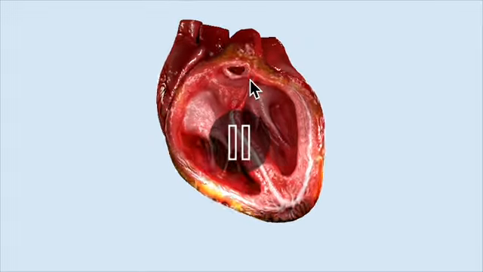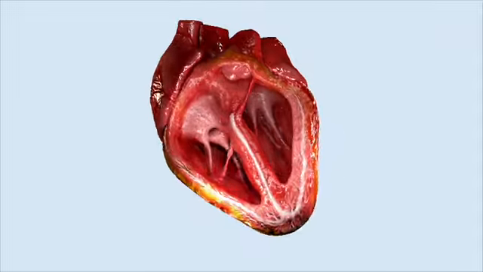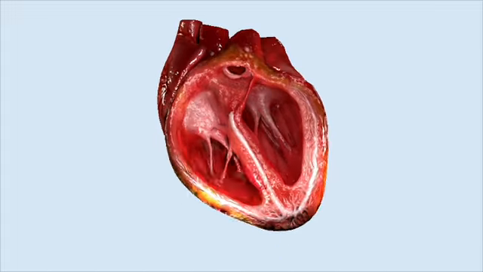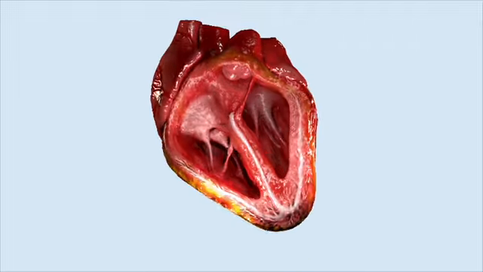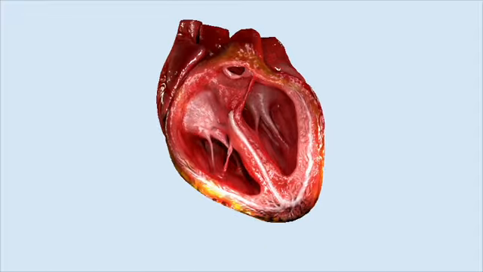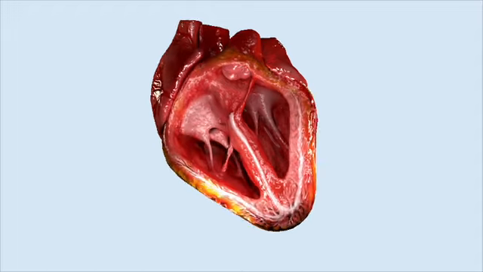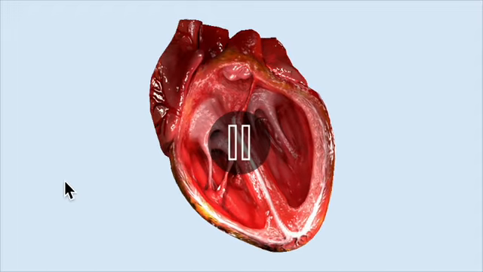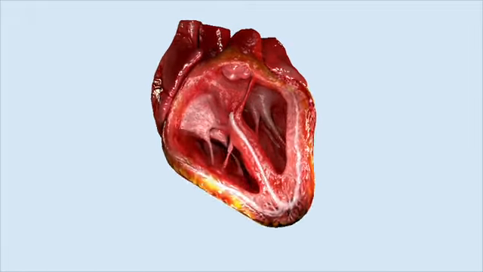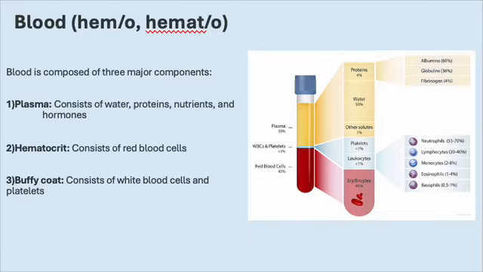And same thing with the semilunar valves. They prevent blood from flowing backward into the systemic circuitry or into the pulmonary circuitry. So we'll see in a bit too some pathologies that are associated with failure and fluid buildup in earlier structures due to heart failure. But first, let's talk a little bit about blood.